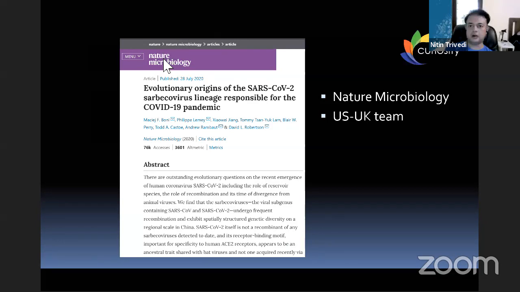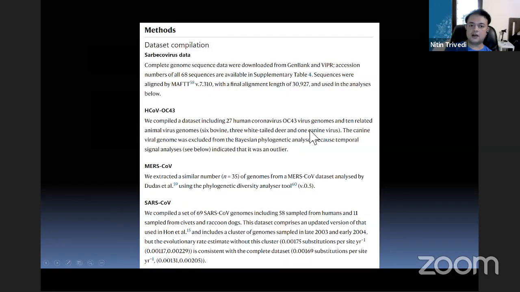So you can see that SARS-CoV-2 data, 68 sequences, from the GenBank database, OC43 data, 27 human coronavirus genomes from the database, and MERS-CoV, SARS-CoV. MERS is basically Middle East respiratory syndrome virus, also related to SARS-CoV-2 or SARS-CoV. All these are 69 and 35. All these genomes they found from the NCBI database. And they used Bayesian divergence time estimation. Bayesian inference is a statistical or computational phylogenetic tool to construct the tree. So they used the Bayesian analysis.